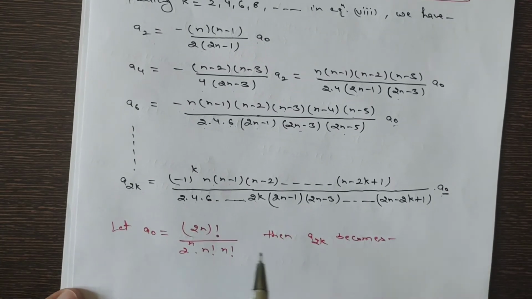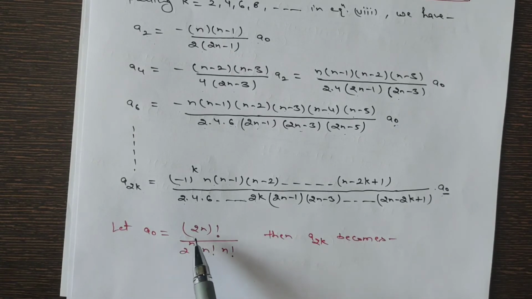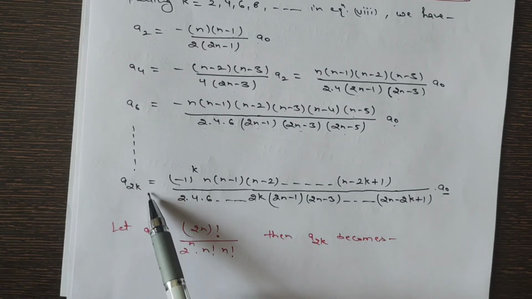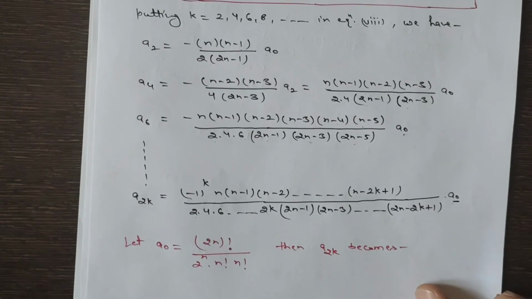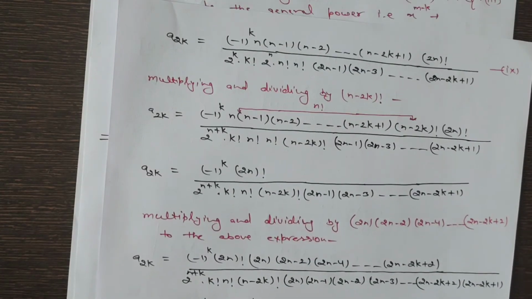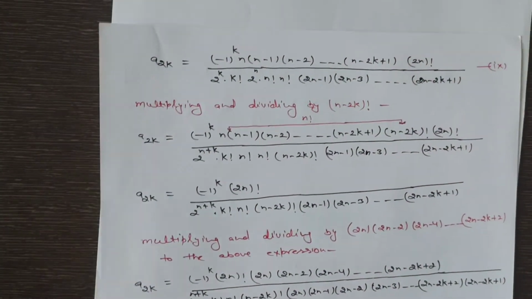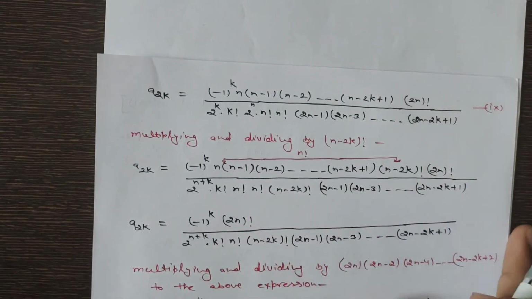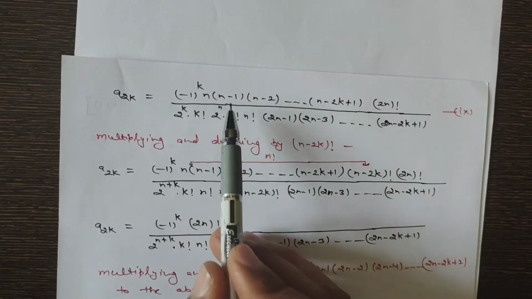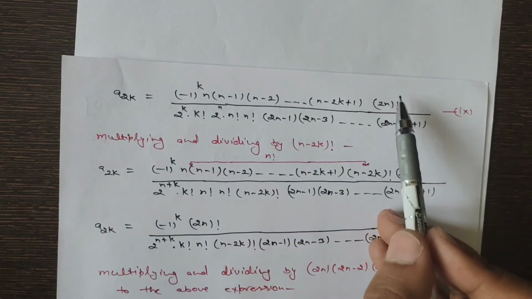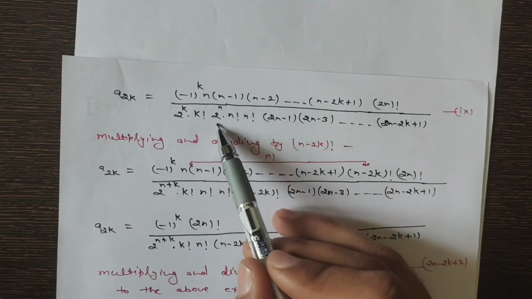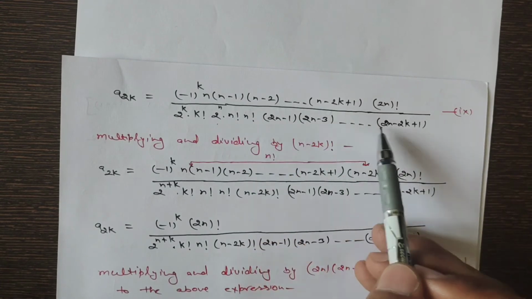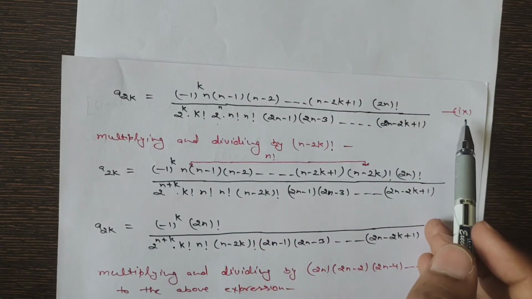To derive the Legendre polynomial we have to consider the value of a0 here, and the value of a0 that is considered is of this form: a0 is nothing but 2n factorial divided by 2 raised to power n into n factorial squared. So in the next step just use this value of a0 in the expression for a2k, and then a2k will be of this form. You can see a2k will become minus 1 raised to power k, n into (n minus 1), this term as it is, and the value of a0 is 2n factorial divided by 2 raised to power n into n factorial squared, and the rest of the terms are the same. Consider this as equation 9.